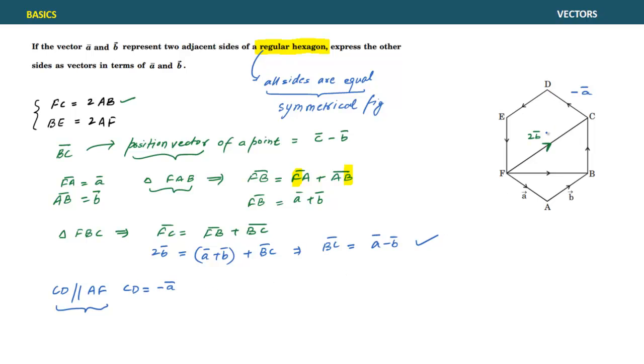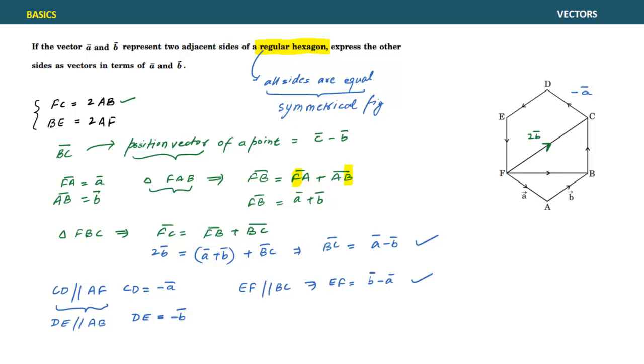Similarly, if I talk about DE, DE will be parallel to AB vector. Again, a property of hexagon. And again, if you talk about D to E, you are going from D to E, so its direction will be reversed. So it will be said as minus B. And now EF vector, if we talk about, EF vector again would be parallel to BC vector. But since you are going from E to F, the sense of direction is changed by 180 degrees. So if it was A minus B, this will be B minus A. This is how you can find all the six sides when only two sides are given.